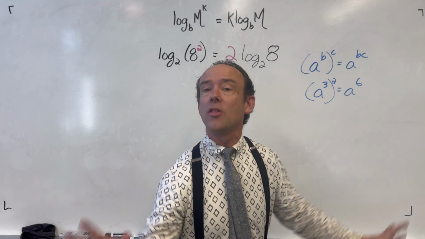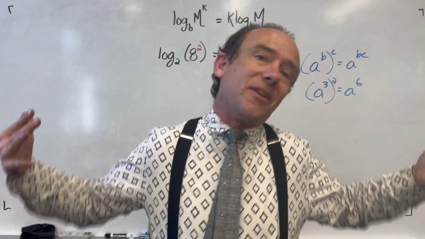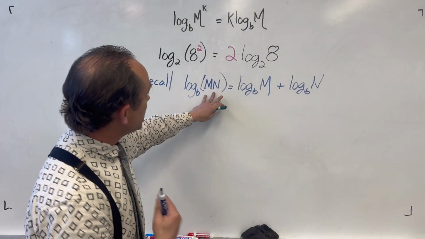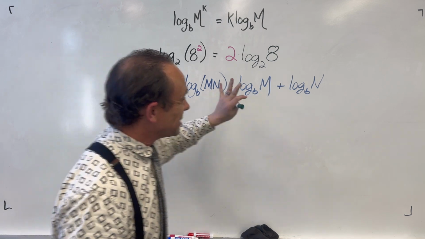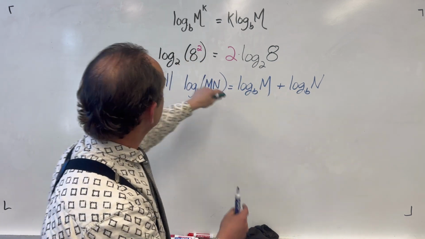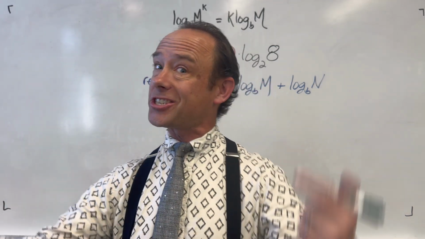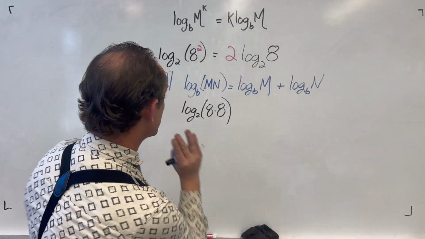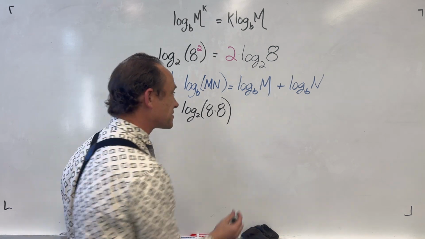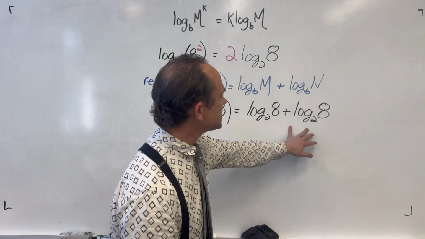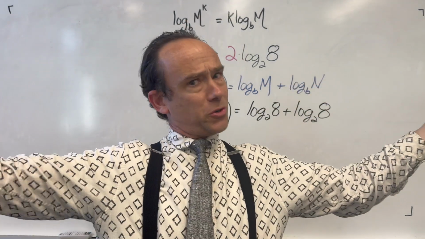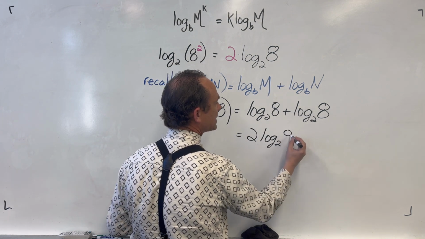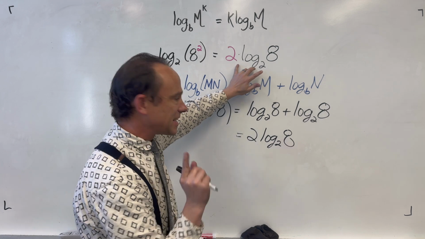First, recall the product rule from the last video. What we knew before is log base b of m times n becomes addition. So let's apply this to our problem because we know 8 squared is just 8 times 8. So let's rewrite it like that and apply the product rule. So I've got 8 times 8, just like I had m times n. Let's finish. And any time you're adding 2 of the same thing, you've got 2 of those things. That's multiplication for you. So this is also just equal to 2 log base 2 of 8. Exactly what the rule told us it was going to be.